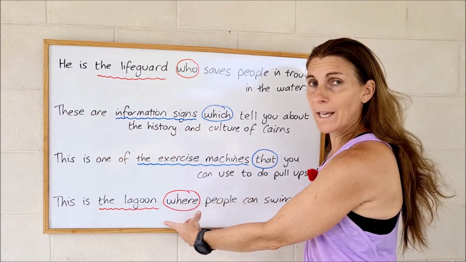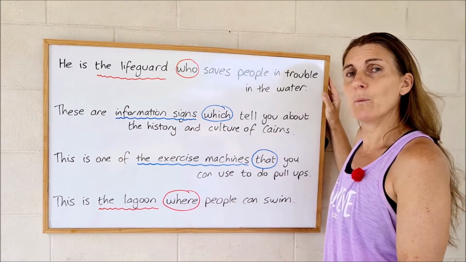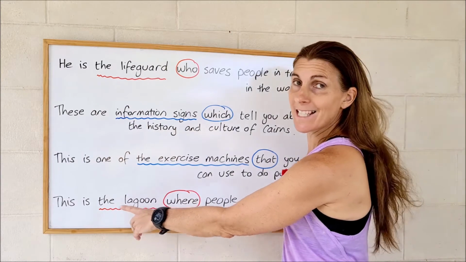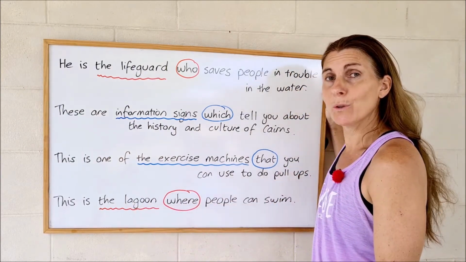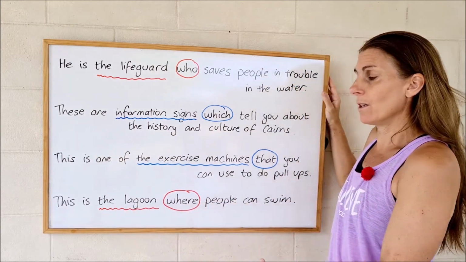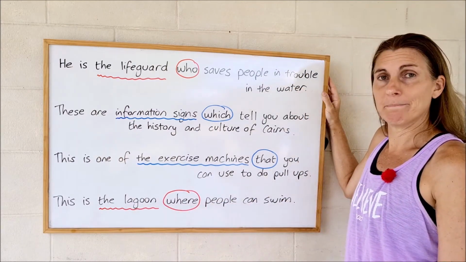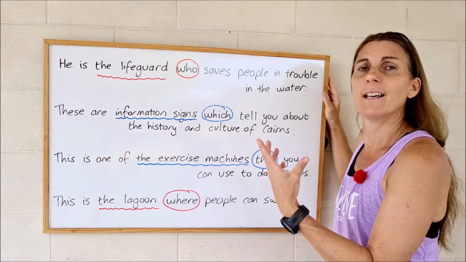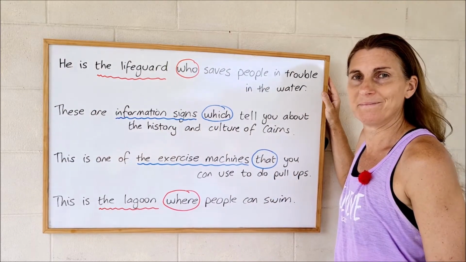Finally, we have where. We use where when we're giving more information about a place. So in this sentence, we were talking about the lagoon, which is a place. So this is the lagoon where people can swim. So, four different relative pronouns and how we use them.